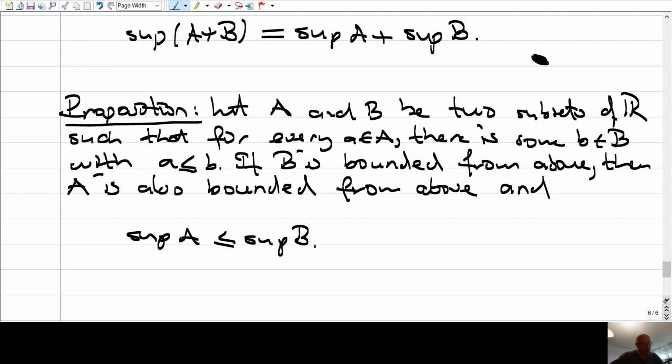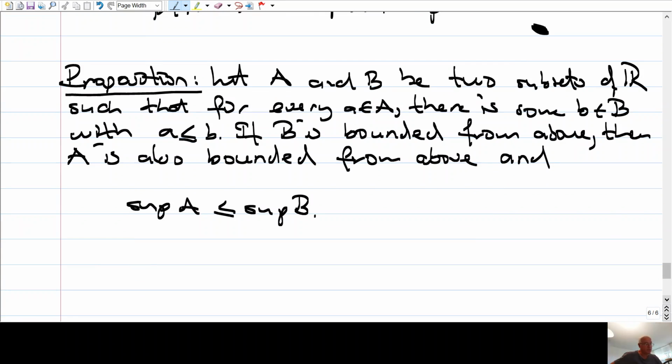This fact sounds obvious, right? But it needs a proof. Let's see why this is true. So I have to prove again two things: that A is bounded from above and that the supremum is less than this. So this is how we will proceed.